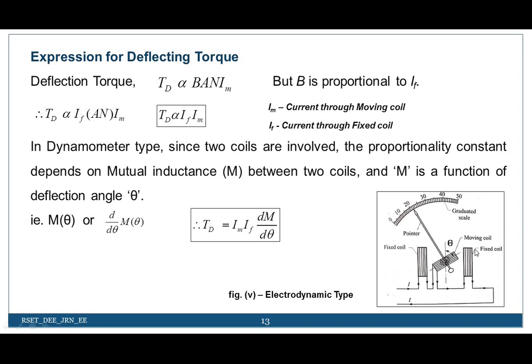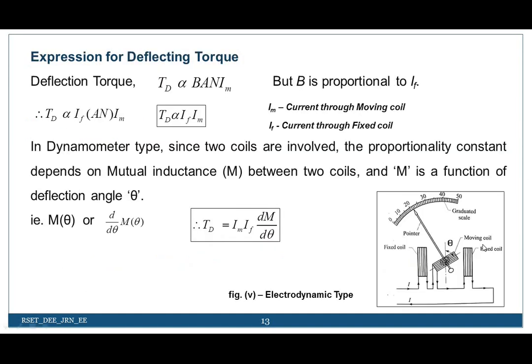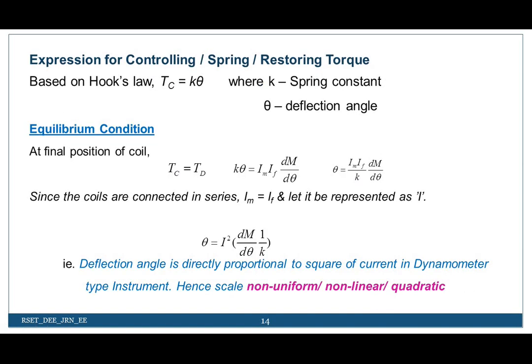Now, the expression for controlling torque based on Hooke's law is represented by Tc. So Tc is equal to k theta, where k is the spring constant and theta the deflection angle. You can see over here the moving coil present between the two fixed coils, and theta is also marked in the diagram. Now, at equilibrium condition, Tc should be equal to Td, so I can write k theta is equal to IM IF dM by d theta, or theta is equal to IM IF by k dM by d theta.